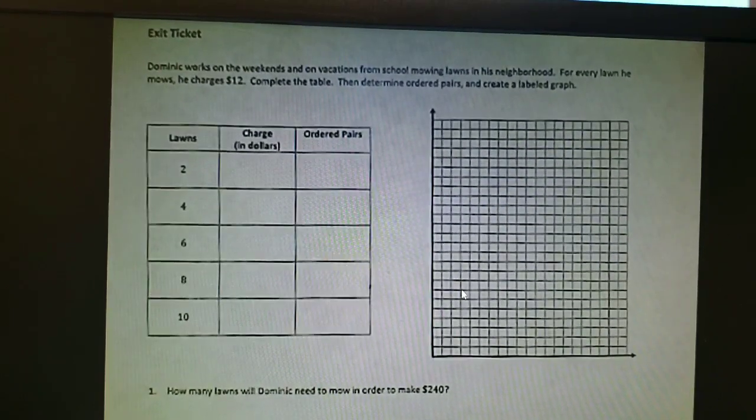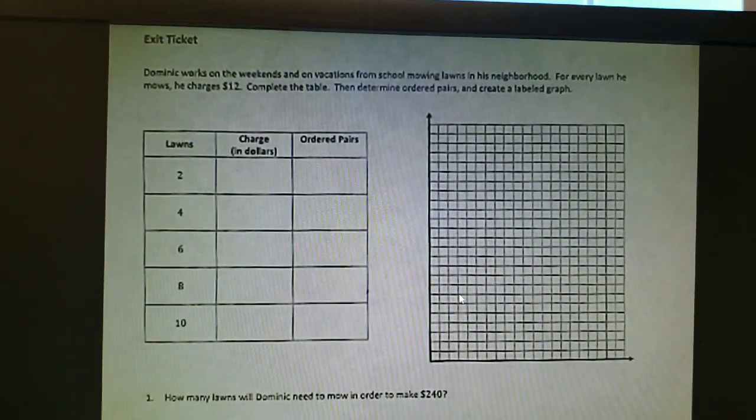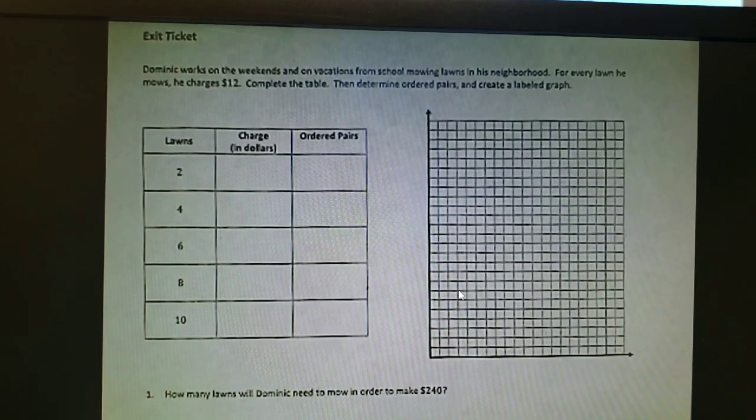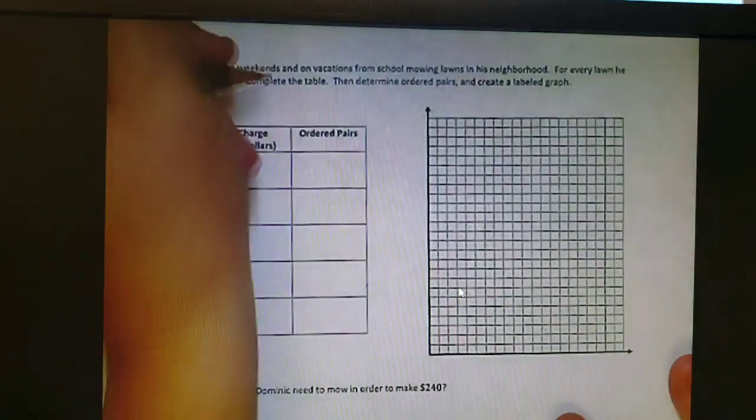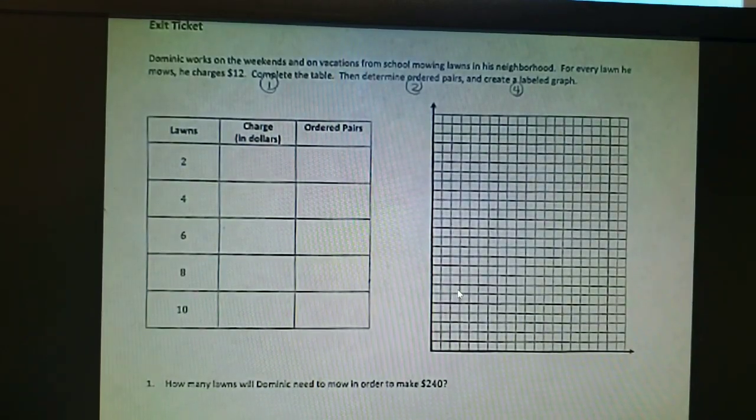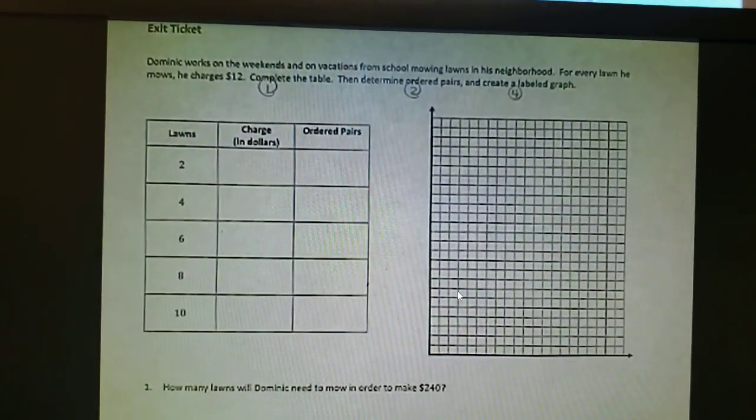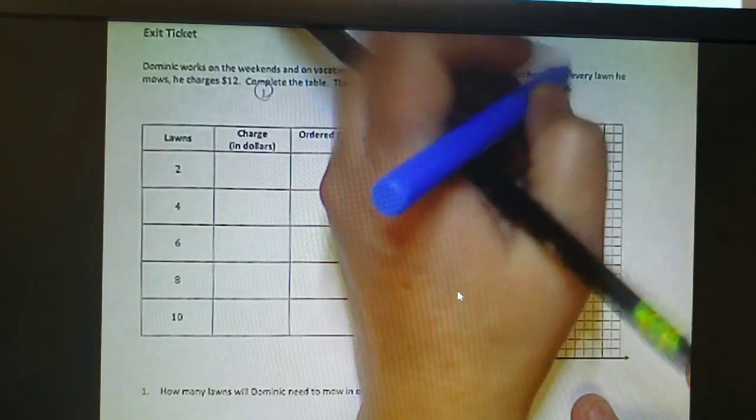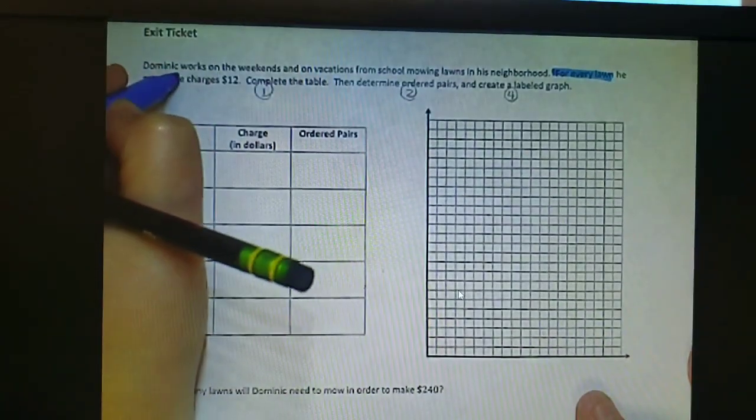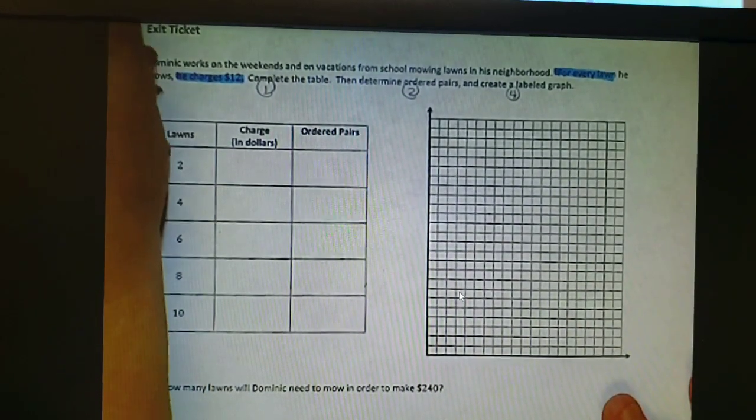Dominic works on the weekends and on vacations from school, mowing lawns in his neighborhood. For every lawn he mows, he charges $12. Complete the table, then determine the ordered pair and create and label a graph. So you've got a couple things: complete the table, do the ordered pairs, and create and label the graph correctly. For every lawn he mows, he charges $12. So that ratio is a 1 to 12 ratio.